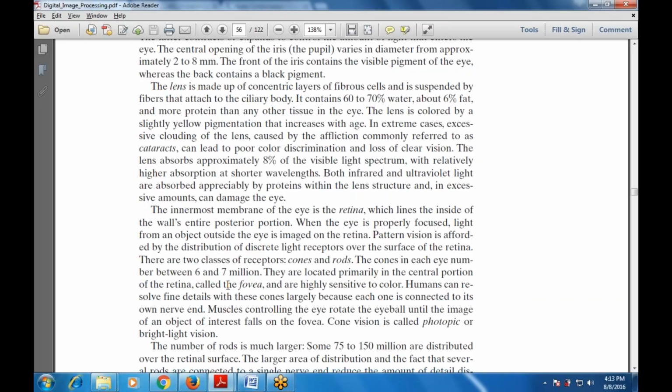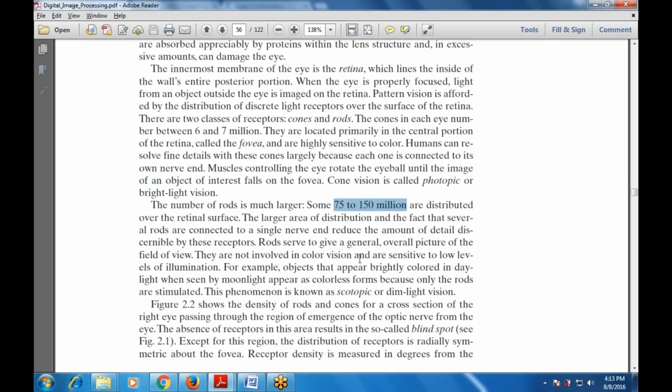Humans can resolve fine details with cones largely because each cone is connected to its own nerve end. The muscles controlling the eye rotate the eyeball until the image of an object of interest falls on the fovea. Cone vision is known as photopic, or bright light vision. The number of rods is much larger, ranging from 75 to 150 million, distributed over the retinal surface.